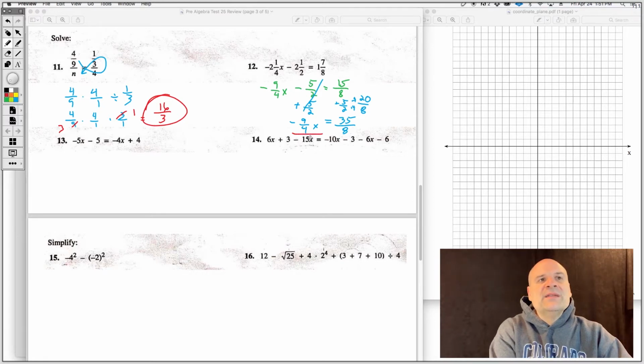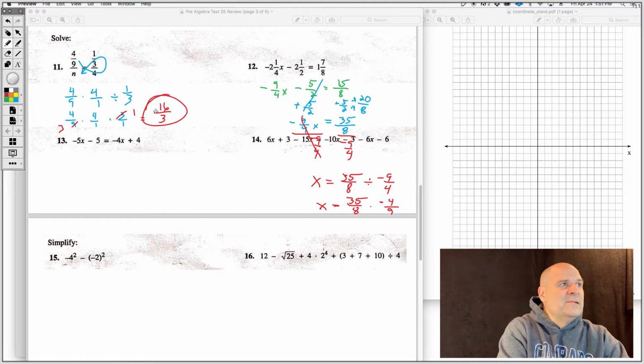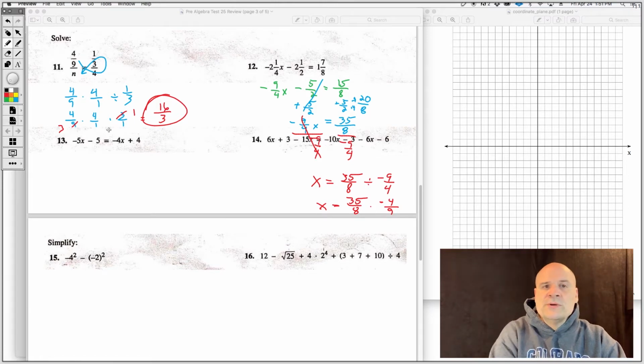Divided by negative 9/4, sorry, number 14, negative 9/4. So really x equals 35/8 divided by negative 9/4. Okay, how do we divide fractions? That's right, copy dot flop. Copy dot flop. So that negative just kind of tags along the whole time. Just let it be awkward.